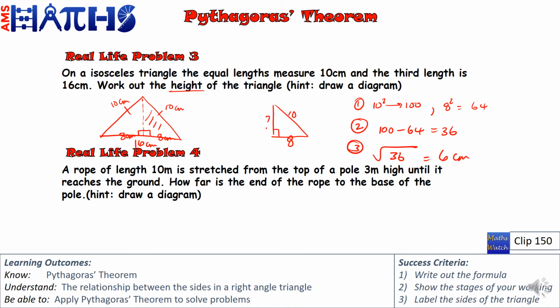Now for the fourth example here, it says a rope of length 10 meters is stretched from the top of a pole, which is 3 meters high, until it reaches the ground. How far is the end of the rope to the base of the pole?